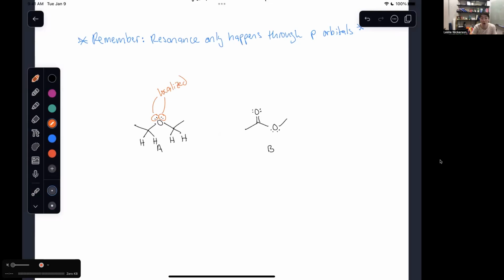If we want to know what orbital they are in, we first need to determine the hybridization of our oxygen. So the oxygen has 1, 2, 3, 4 things around it. It is sp3 hybridized. That means that the only orbitals that it has are sp3 orbitals. So both of those lone pairs are in sp3 orbitals.